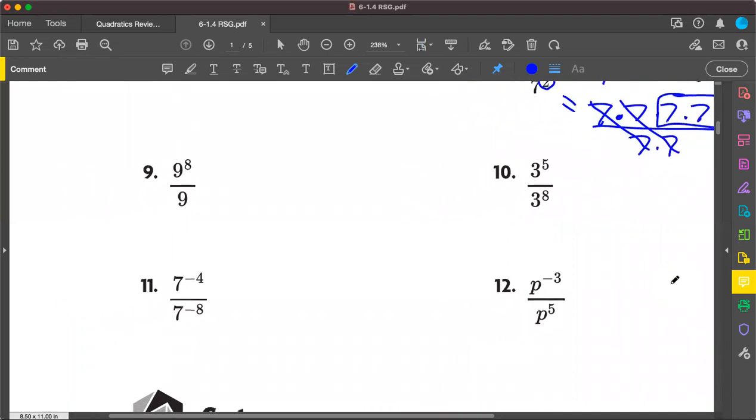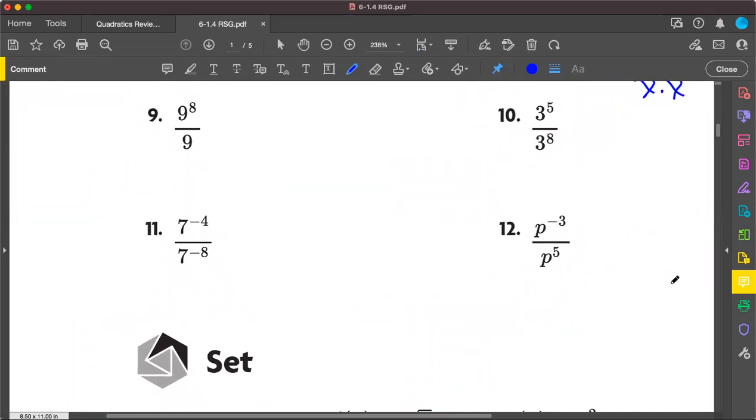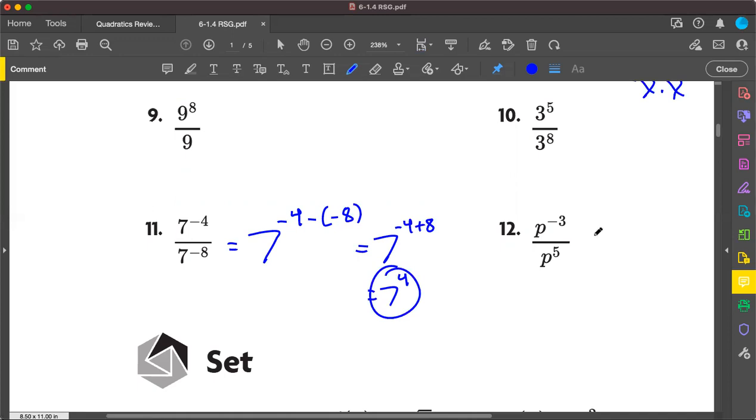You can do the same with these other ones, and this might be an interesting one to do. So even though these are both negative exponents, you can still think of it as your top exponent subtracting your bottom exponent. Negative 4 minus negative 8 is pretty much negative 4 plus 8, which is, in so many words, 7 to the fourth.